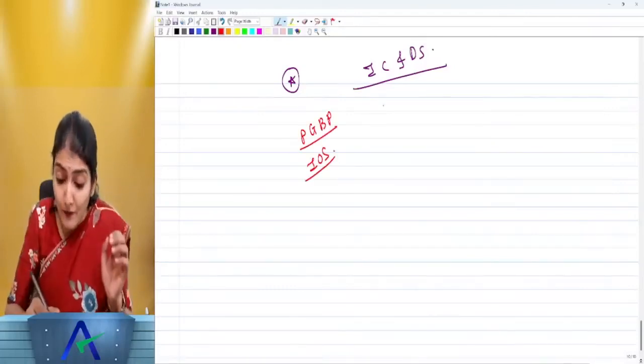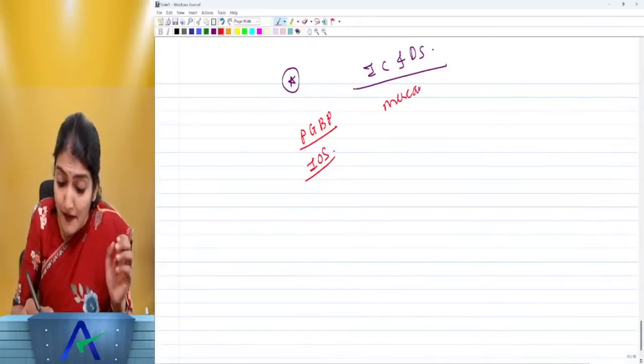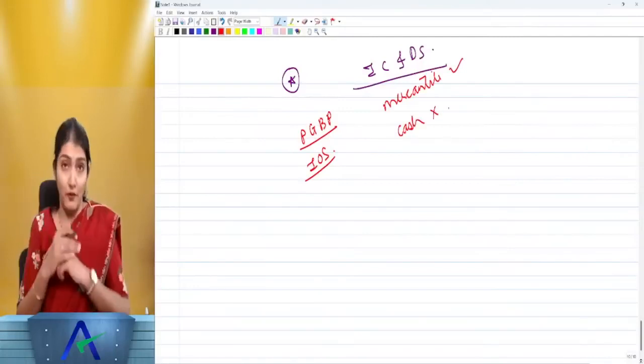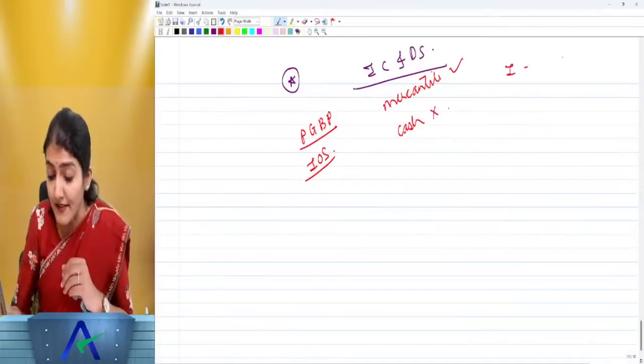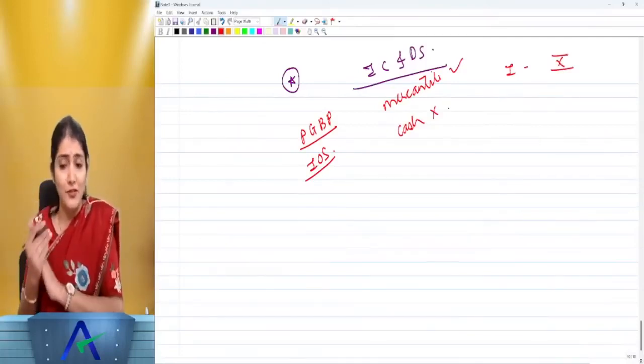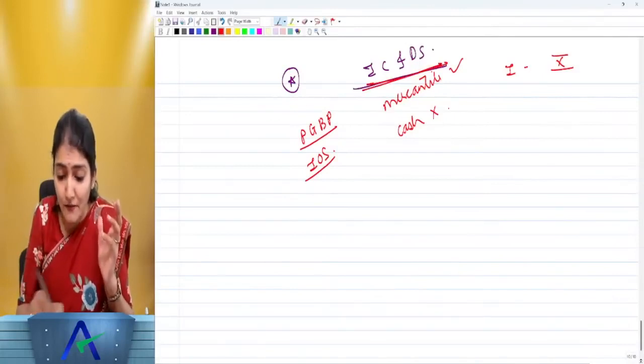To be followed by those assessees who are following the mercantile system of accounting, and not to be followed by the assessees who are following the cash system of accounting. And there are 10 ICDS, 1 to 10, which have been released by the central government. The ICDS, which have been notified.